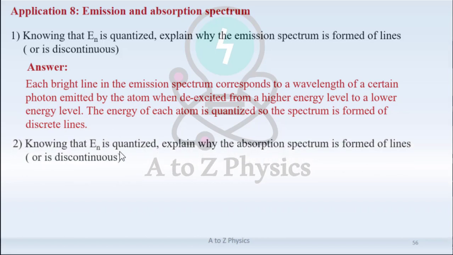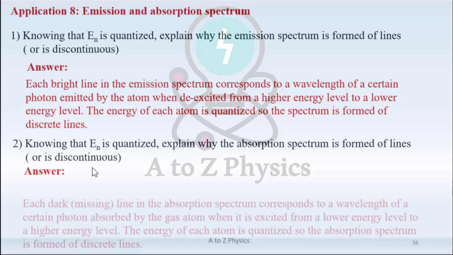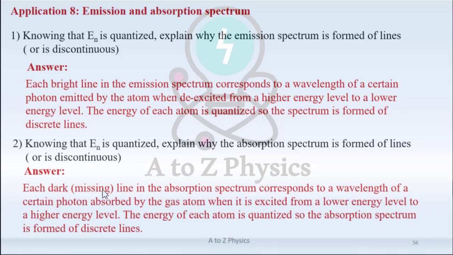Knowing that En is quantized, explain why the absorption spectrum is formed of lines, or it is discontinuous. Each dark missing line in the absorption spectrum corresponds to a wavelength of a certain photon absorbed by a gas atom when it is excited from a lower energy level to a higher energy level. The energy of each atom is quantized, so the absorption spectrum is formed of discrete lines.